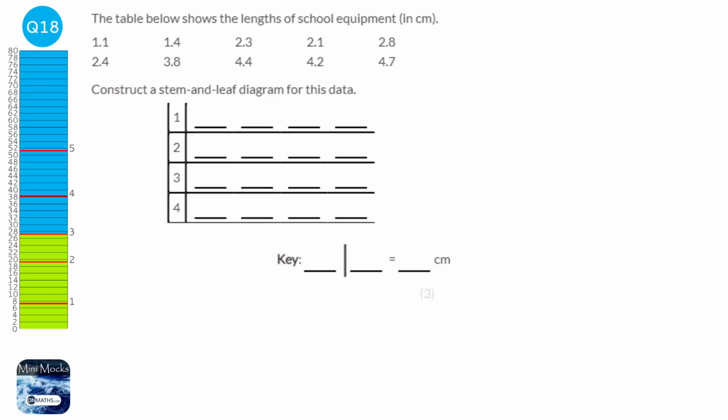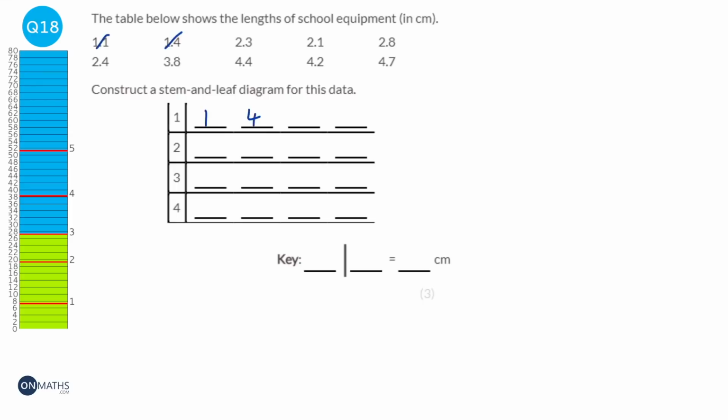So a stem leaf diagram is just a way of showing raw data. This 1 here could either mean 10 or it could mean 1. In this case, we're using it to represent a 1, because if you look at the data, they're all either 1 point something, 2 point something, 3 point something, or 4 point something. So looking at the 1 point somethings, we've got a 1.1 there, and we've got a 1.4.